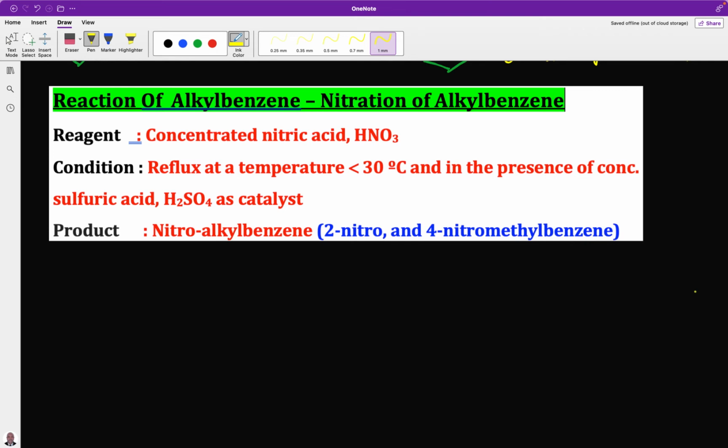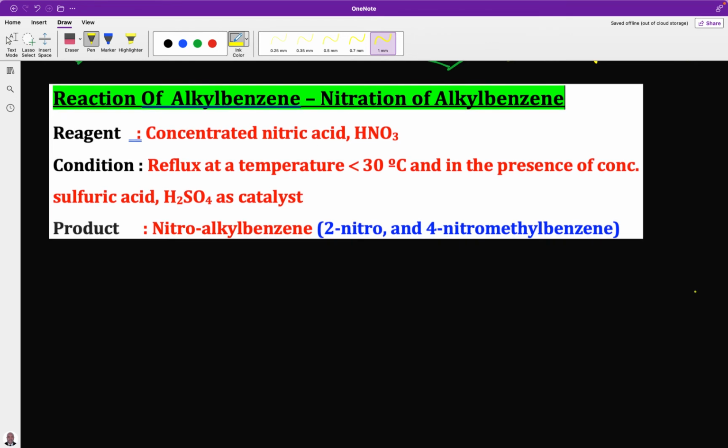Nitromethylbenzene, and it will be a 2-nitromethylbenzene and a 4-nitromethylbenzene. But in case the temperature exceeds 30 degrees Celsius, we will have 2,4,6. But in most occasions, this is rare.